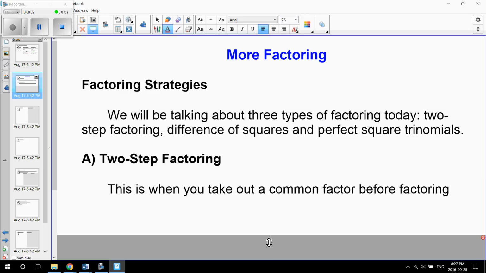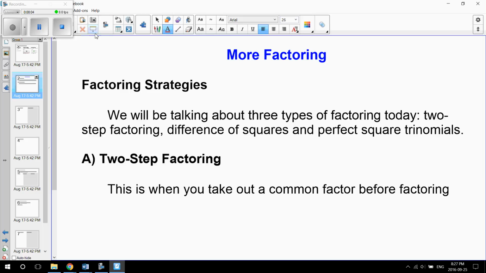This is when you take out a common factor before you factor. So we mentioned this a little bit yesterday, when we looked at common factoring, and I said when we do any type of factoring, we should always common factor first. We're going to look at examples where we need to do that today, and that's called the two-step factoring, where we common factor out something first and then continue on with our trinomial factoring.